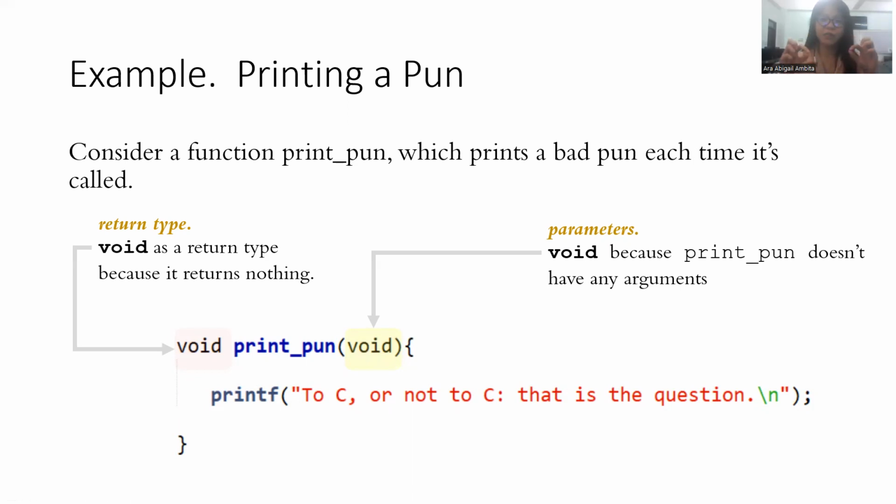So think of it as like a box. Your print pun is a box, and usually in order for you to use that box, you insert a coin, let's say. But in here, you do not insert any coin or something. You do not have input for your print pun box. Okay, so your print pun box simply prints this statement: to see or not to see, that is the question.